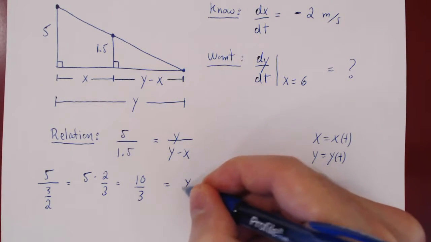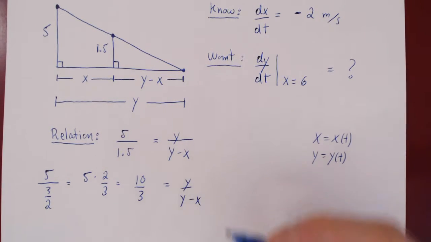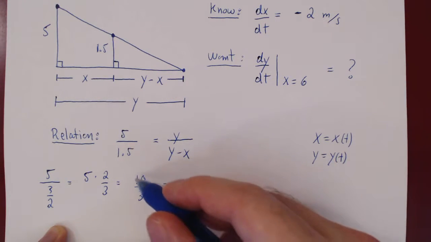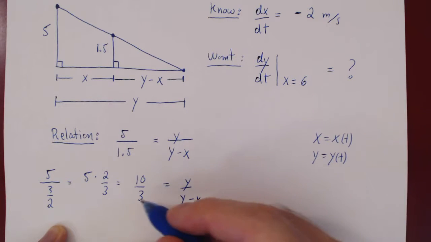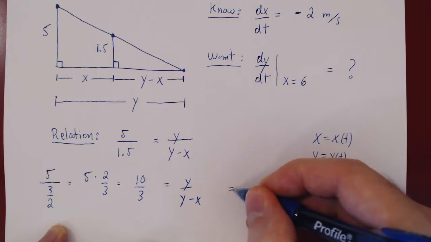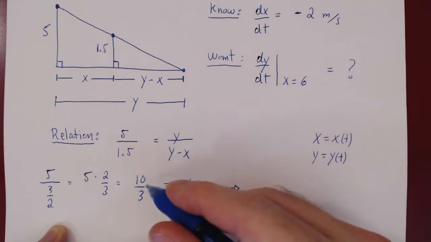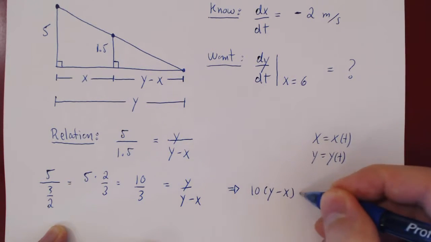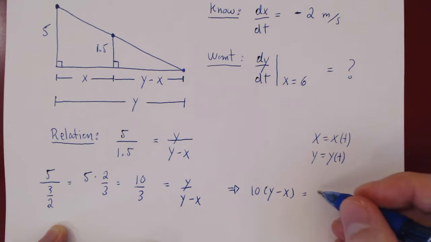That's equal to y over y minus x. To avoid the quotient here, just multiply across by y minus x and by 3. So this will be equivalent to 10 times y minus x being equal to 3y.